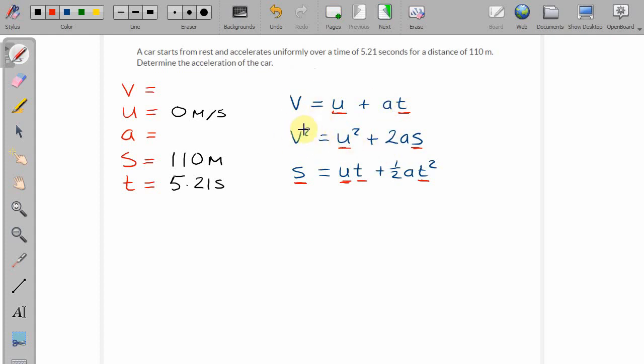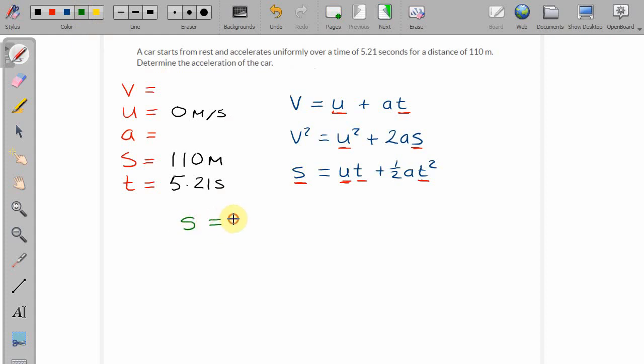Here we have V squared, again a V term that we don't have the value for, and we have A here as well, so we couldn't solve for anything with this. We could solve this through simultaneous equations, which we'll come to in a separate video. But in this case we've got S, U and T, we can find this T squared term, and a half is a constant. A is the only thing missing, and we're asked to find A, the acceleration of the car, so this is the equation we're going to use.